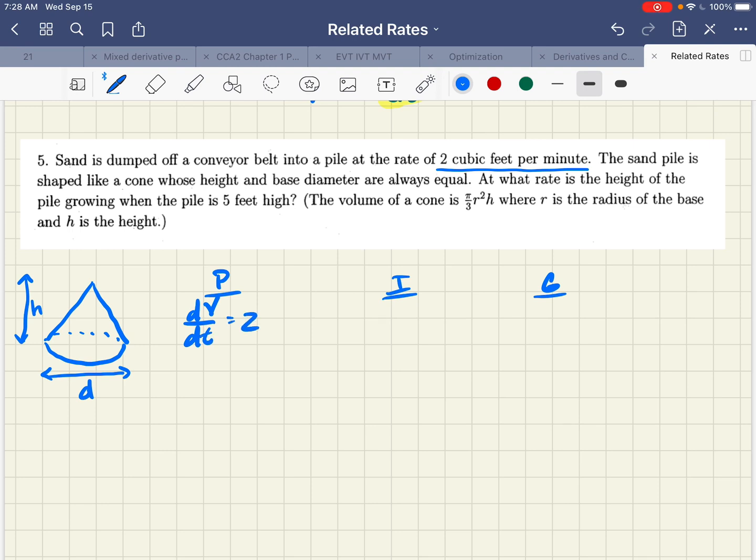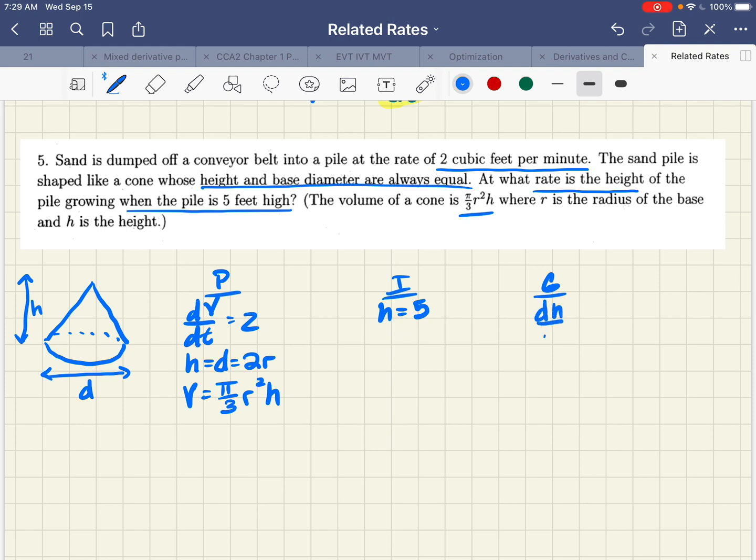The sand pile is shaped like a cone whose height and base diameter are always equal. So that means H is always equal to D, which is the same as 2R. So that's a permanent relationship. At what rate is the height of the pile growing when the pile is 5 feet high? So since it says when, that's instantaneously. H equals 5. And then they also helpfully give us this volume equals pi over 3 r squared h. Okay, and I think we pulled out all of the information except what we want to get. At what rate is the height of the pile growing? So we want to get dh dt.